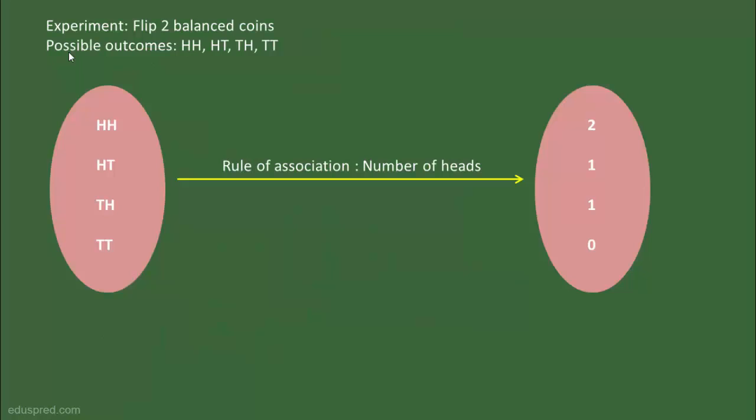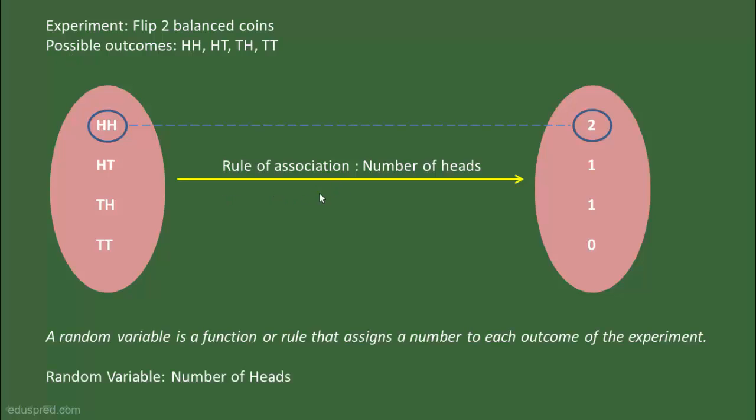Let's say we are interested in the number of heads. So in this case, we can define our rule of association as the number of heads that we get. Now, if we follow this rule, then the first outcome will correspond to a numerical value of 2 because there are 2 heads in this outcome. Similarly, the second outcome will correspond to a numerical value of 1. The third outcome will also correspond to a numerical value of 1, and the fourth outcome will correspond to a numerical value of 0, as there are no heads in this outcome. And this rule of association that we have applied here to associate each outcome of this experiment with a number is what we call a random variable. So the random variable in this example is the number of heads.